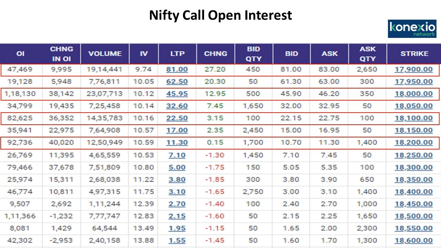In the derivative data of Nifty, we'll analyze the option data and try to figure out what could be the strong support and strong resistance for Nifty for the next week. Now, this is the Nifty call data. You can see the action was seen in 17,900 calls, 18,000 calls, 18,100 calls, and 18,200 calls.